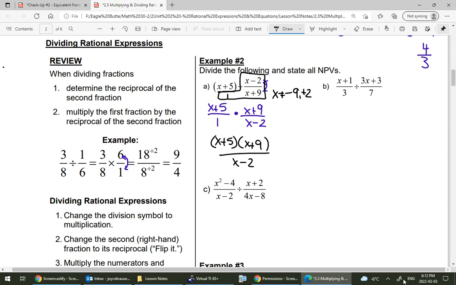Taking a look at the next one, we've got x plus 1 over 3 divided by 3x plus 3 over 7. Well, I'm going to skip a step here. I'm going to factor and flip at the same time. So it's now a times sign. We're going to put the 7 on top. But when I factor 3x plus 3, I can pull out a 3 and I'm left with x plus 1.